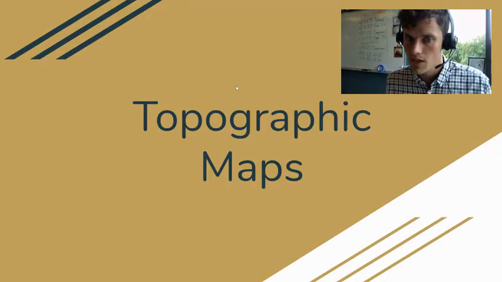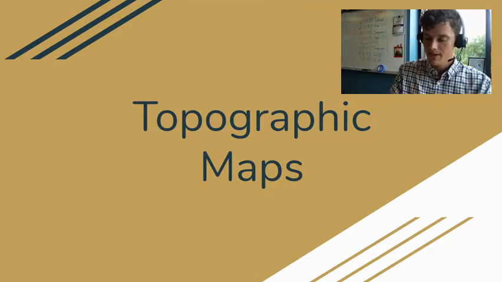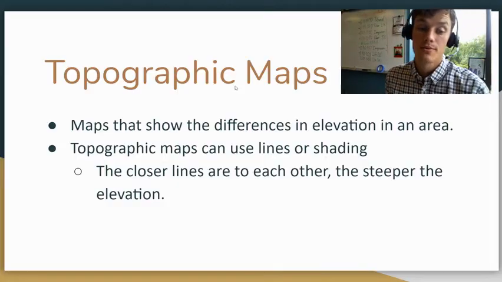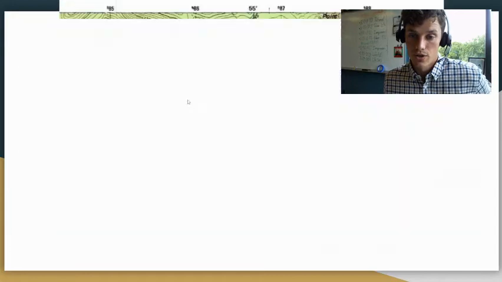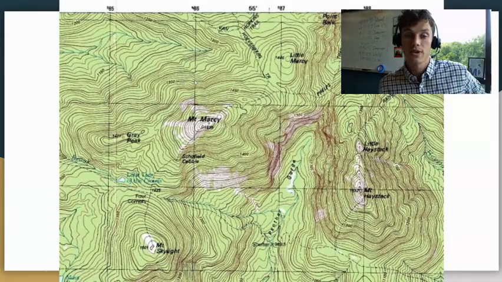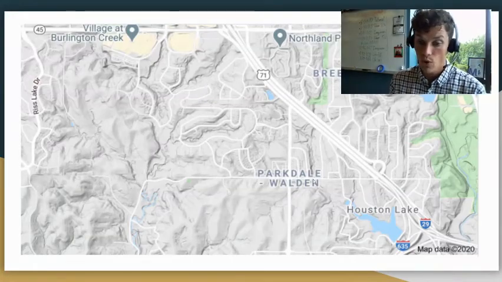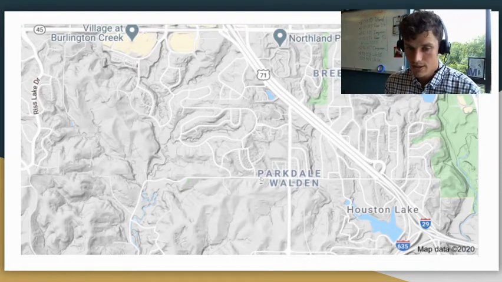Move on to topographic maps. This is going to be one that comes with the story. So let me show you some examples first before we give the notes. Here's a topographic map of Walden. Walden, I believe, is going to be right here. Notice how we got some hills here.